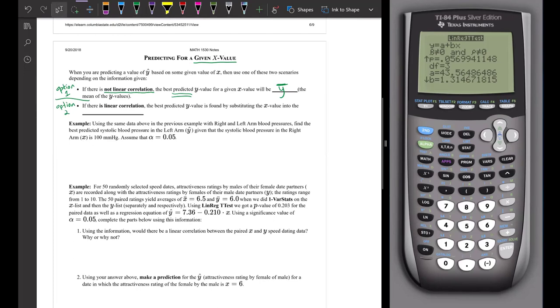Okay. Now, if there is linear correlation, if the p-value is less than 0.05, your best predicted Y value is going to be found by substituting the X value into the regression equation, the equation you just found.